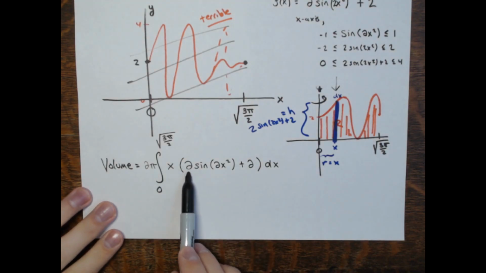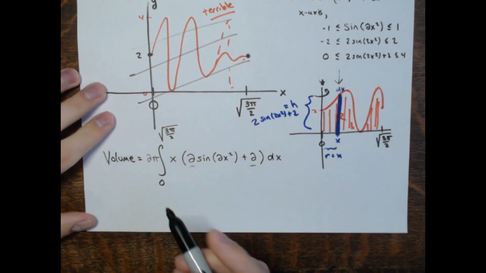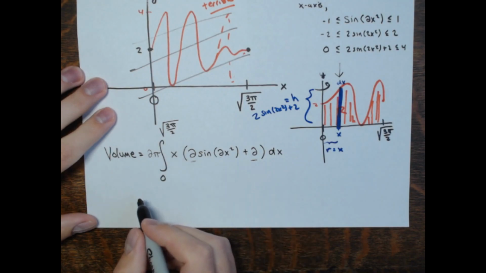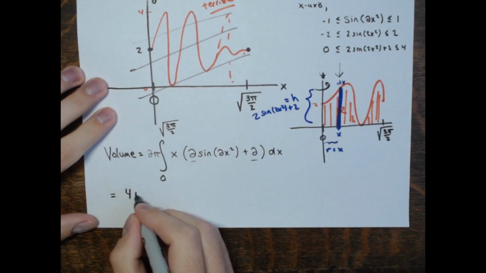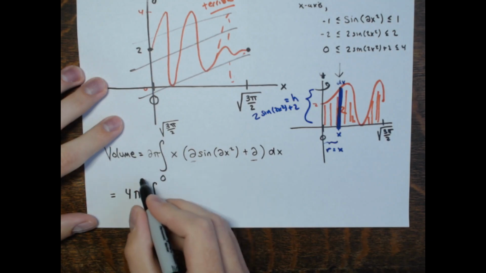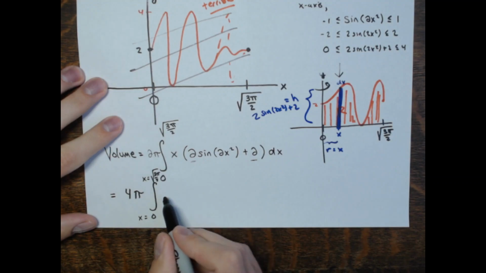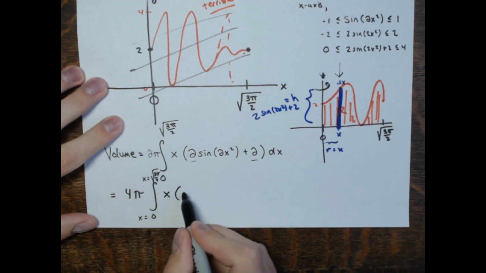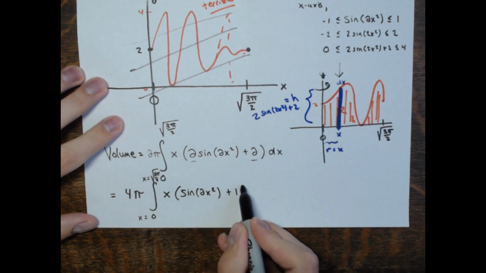Now I'm going to pull out a 2, right? Notice how both of these inside this factor have a factor of 2. I can factor out 2. So I'm going to pull that out. I'm not going to distribute the x. That's 4, so that's 4 pi out here. Integral from 0, so this is again x equals 0 to x equals square root of 3 pi over 2, of x times, then I pulled the 2 out of this, so this is just sine of 2x squared plus 1.